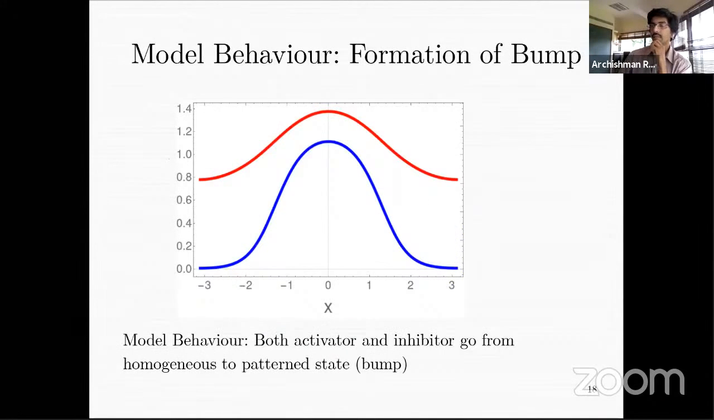And the behavior of this model, at the very simplest level in one dimension, is just the formation of a bump, which is the pattern state. You have a homogeneous fixed point to begin with, which is unstable to diffusion. Then when you increase diffusion, and diffusion of the inhibitor needs to be more than the activator, you get some pattern state which leads to this bump, both in the activator and the inhibitor. So it's a very simple model, and in one dimension, with periodic boundary conditions, there's not much that it can do.